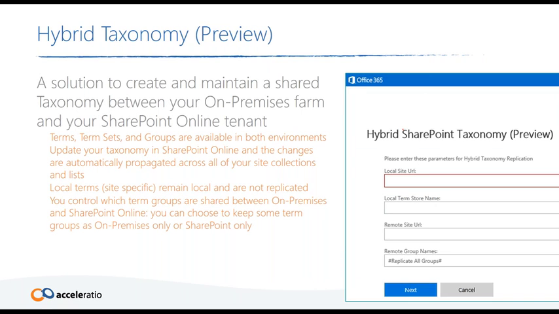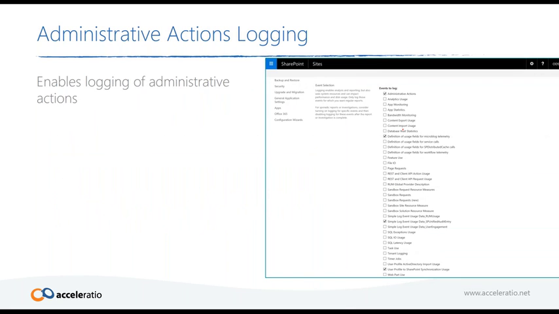We also have the ability to create a hybrid taxonomy. Although this feature was released, it's still in preview, so this is not something that's production ready yet, but you can connect your on-premises farm and then do some synchronization between these different stores.